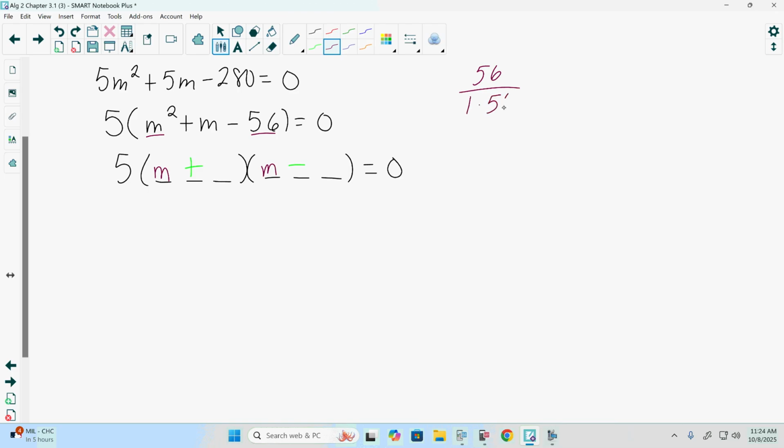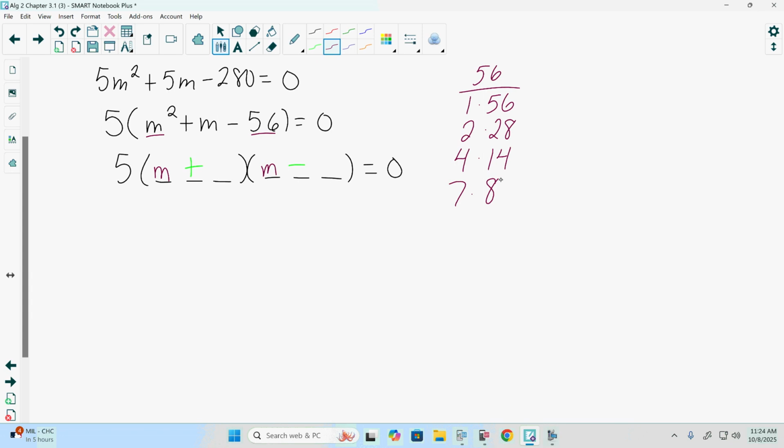56 has 1 and 56, 2 and 28. 3 does not work. 4 works, it'd be 4 and 14. 5 does not work. 6 does not work. 7 and 8. And that's it.